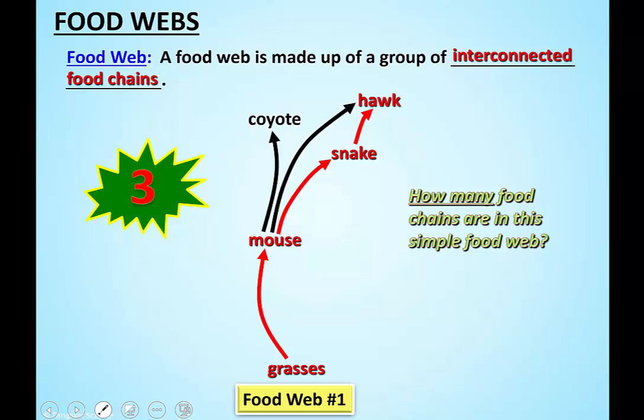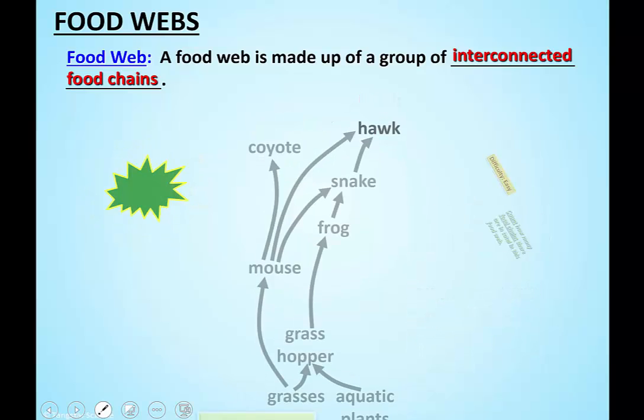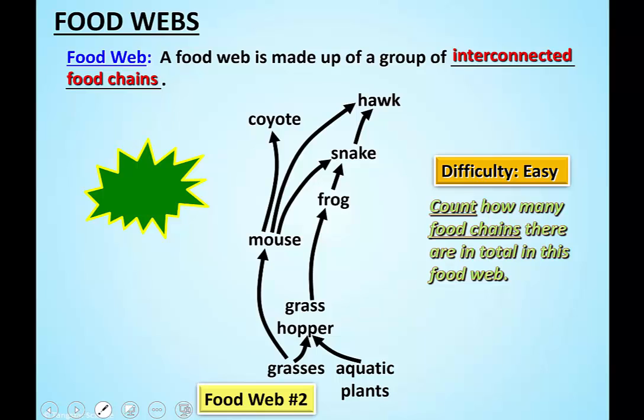This is a really simple level kind of question. Let's try the next one here. What I'm going to do is I'm going to let you pause the video and then see if you can find all of them. Okay, assuming you pause the video, I'm going to reveal the answers.